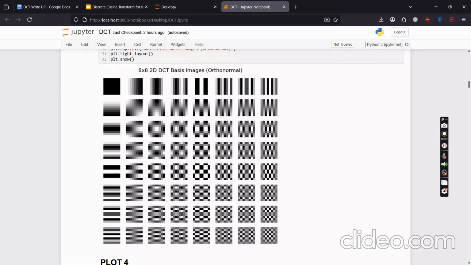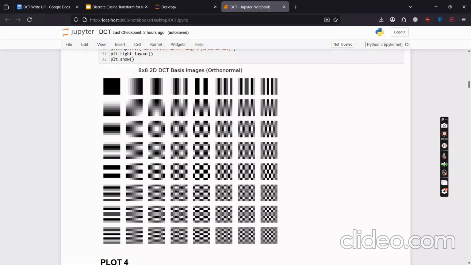The plot shows the 64 orthonormal 2D DCT basis images for an 8 by 8 block. Each small square represents one pair of frequency indices k, l, where k controls the vertical frequency and l controls the horizontal frequency. The top left image 0,0 is the DC basis and appears as a constant gray block, representing the average intensity of an image.